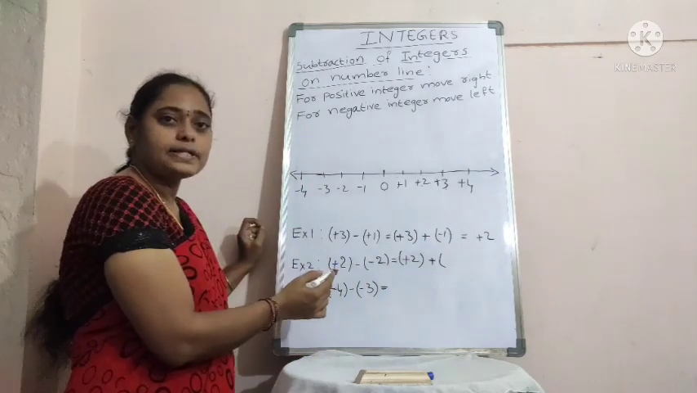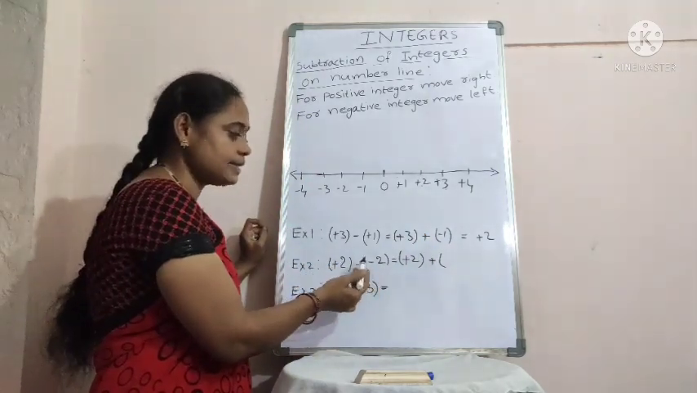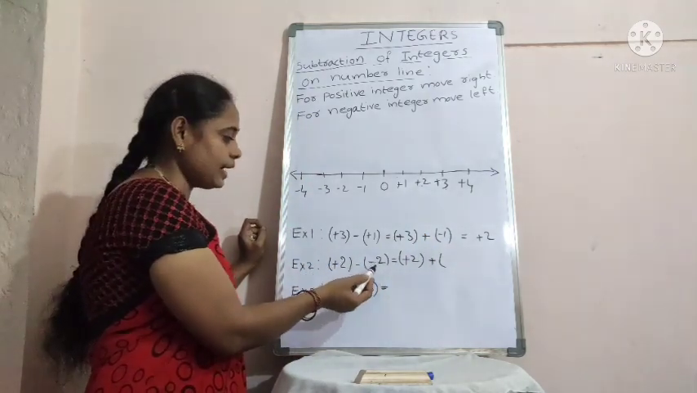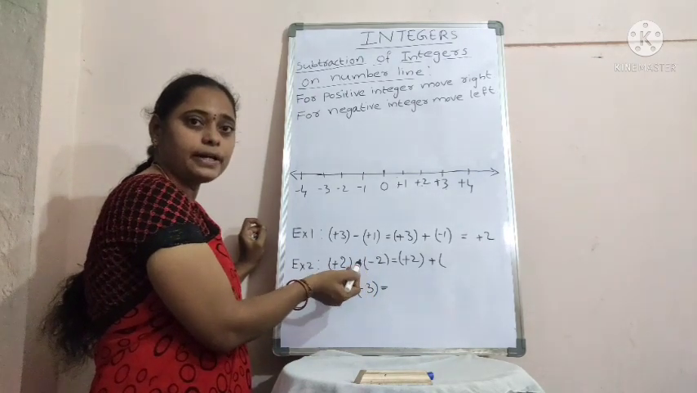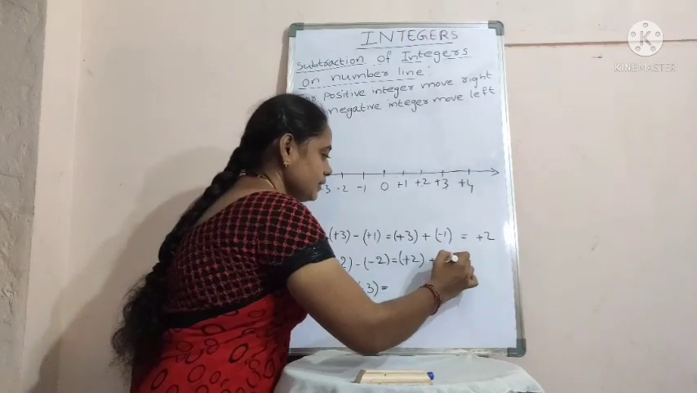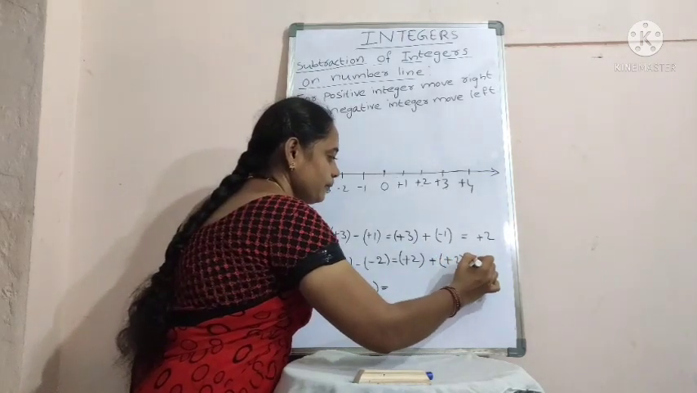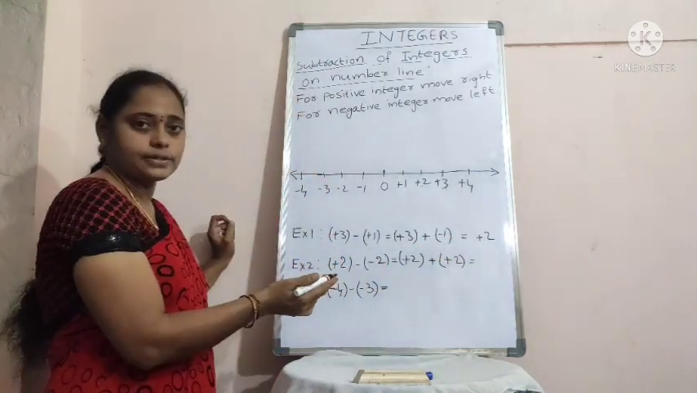Get the opposite sign of the second integer. What is the second integer? 2. What is the sign before it? Minus. What is the sign opposite of minus? Plus. So plus 2. Then apply addition rules.